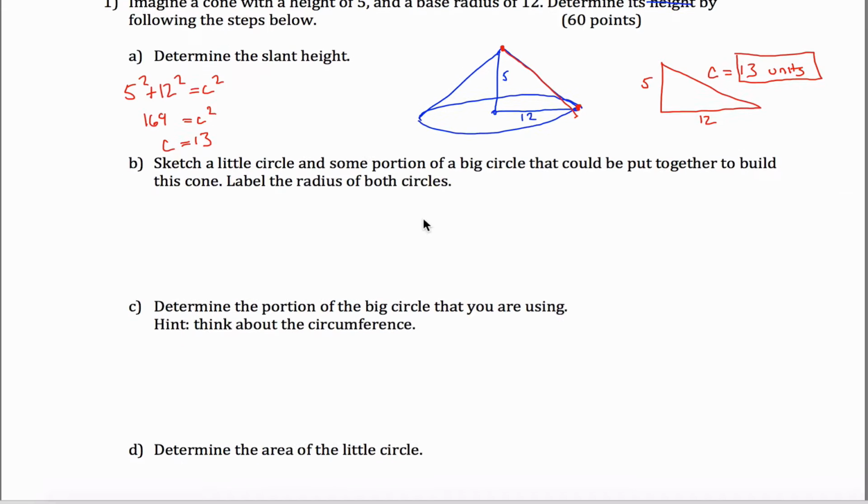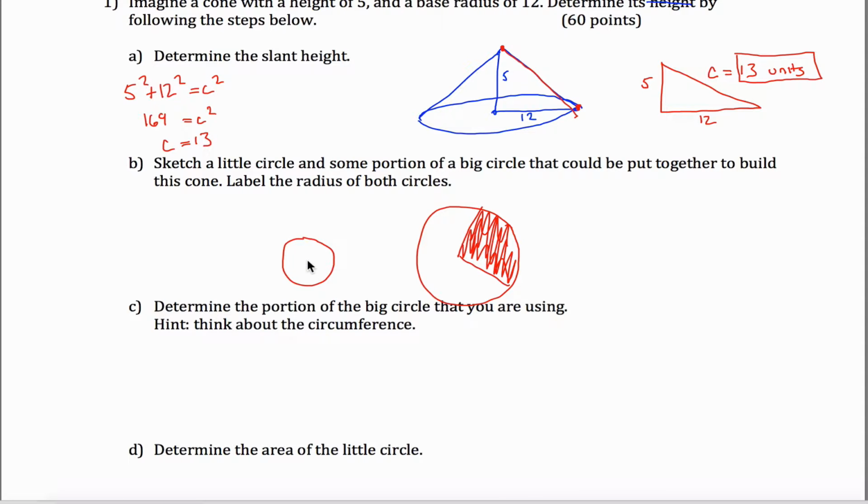All right, now let's sketch the unrolled shape. Sketch a little circle. I can do that. And some portion of a big circle. So, all right, there's my big circle. But I don't want the whole thing. I just want some portion of it. So maybe I'll do something like this. And this stuff is gone. That can be put together to build the cone.